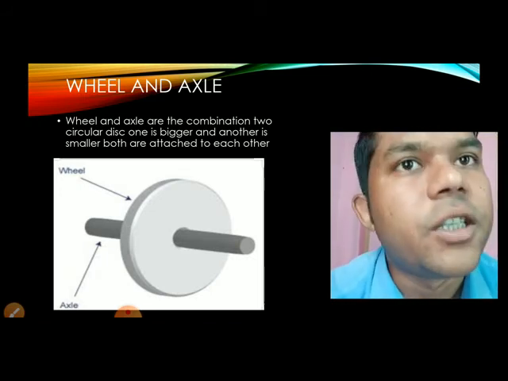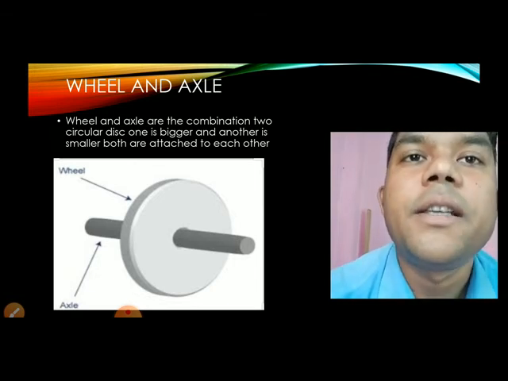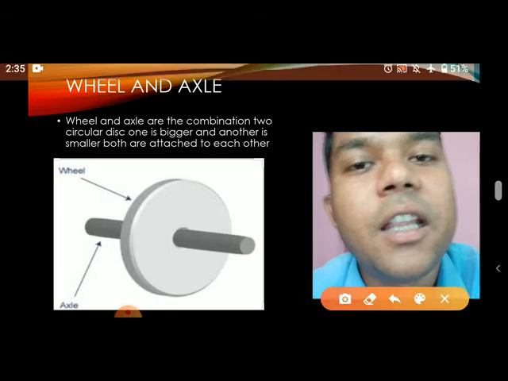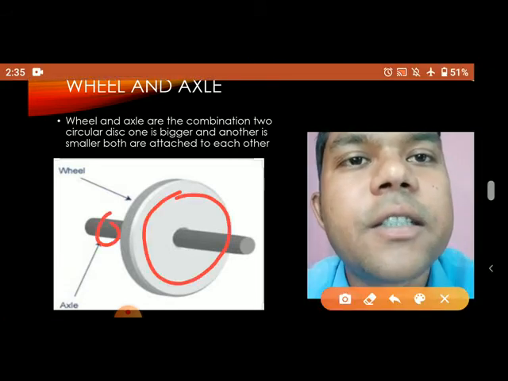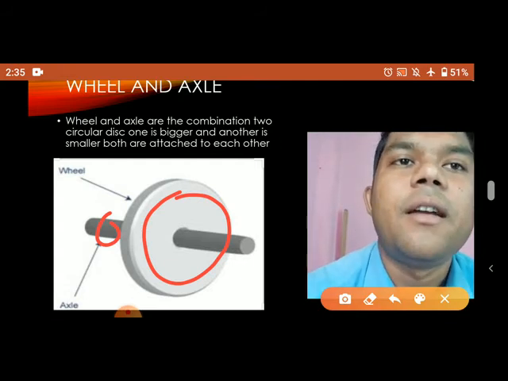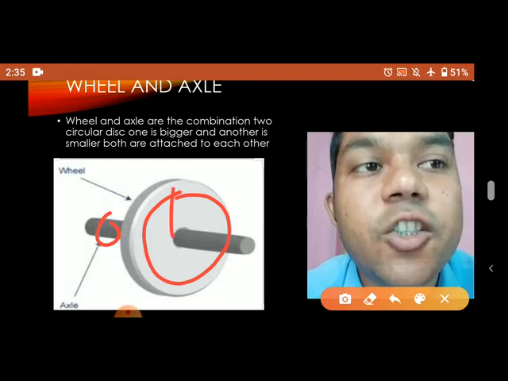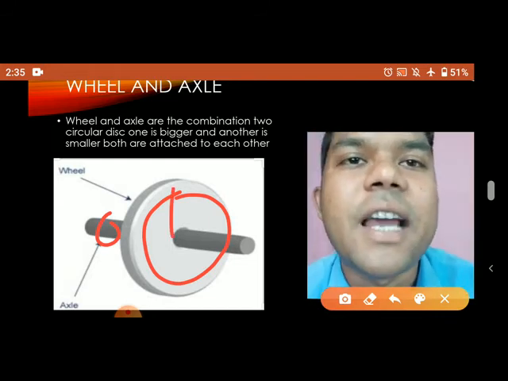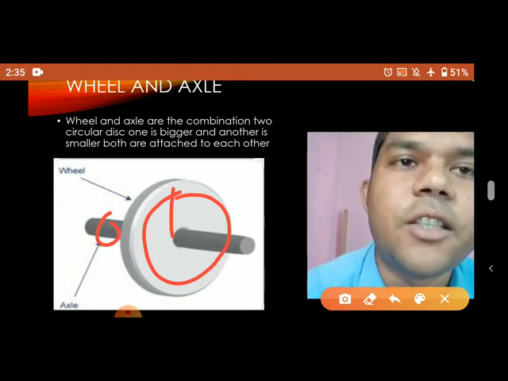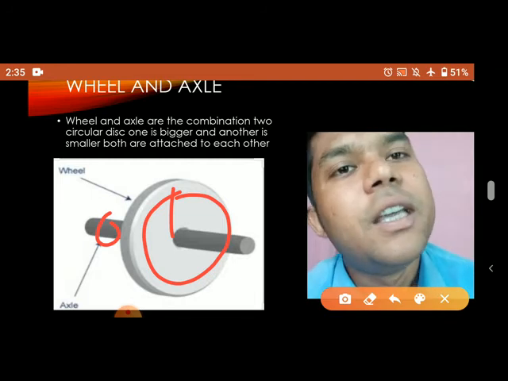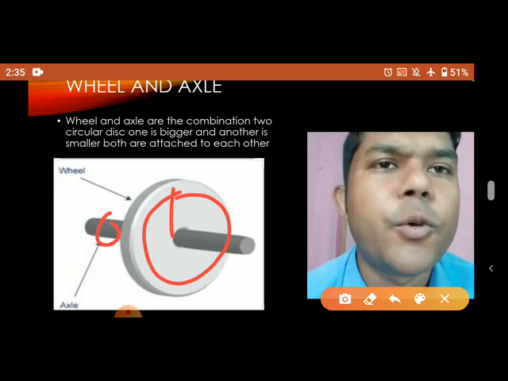Wheel and axle. What is wheel and axle? Wheel and axle are a combination of two circular discs. Like in the pulley there is a single circular disc, but in wheel and axle there are two circular discs. One is bigger and another is smaller. The bigger one has a bigger radius, that means it is bigger in size, but the next is smaller in size. But both are attached with each other. When one rotates, the other also rotates itself. Why? Because both are attached with each other.